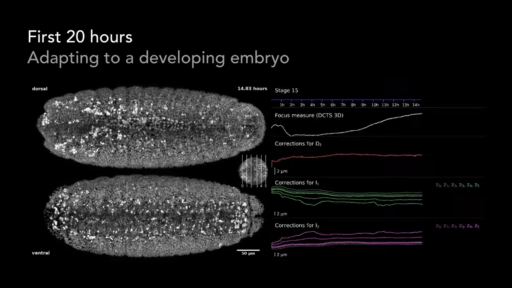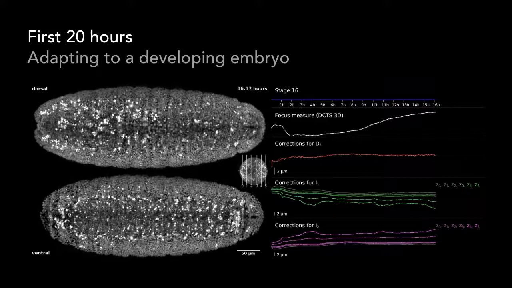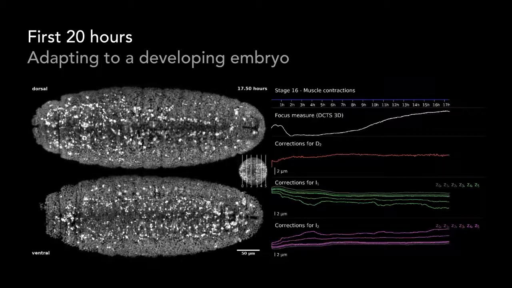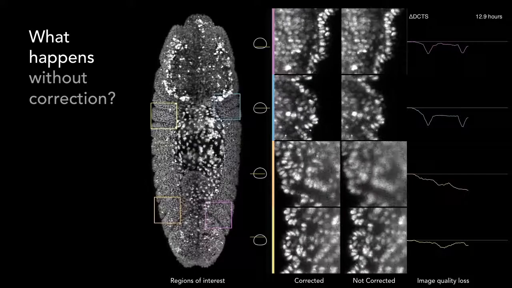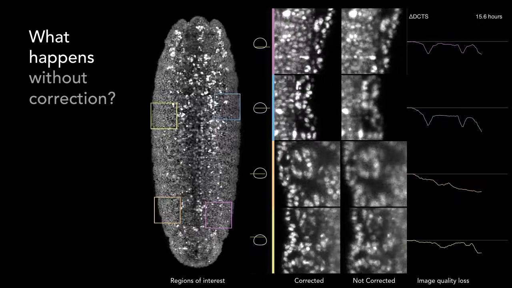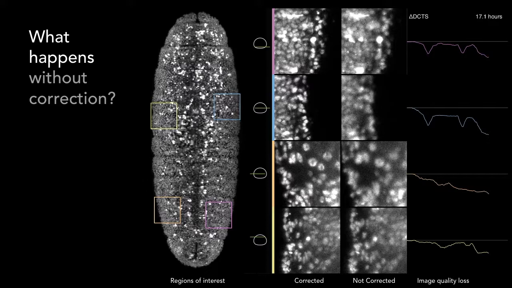You can see there are big variations of the parameters required over space and significant variations over time also. Without these corrections, the image quality would be much different. This is exemplified here. If we turn off the correction, you have this image quality, which over time clearly degrades relative to the corrected image quality. So you can see clearly that at the end, you cannot follow the cells anymore. It's all blurry. And this is true for different regions of the embryo.